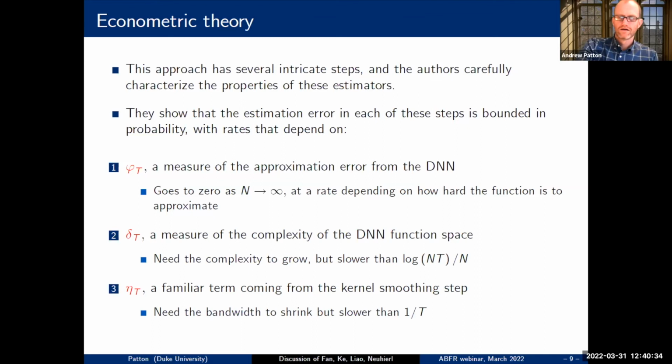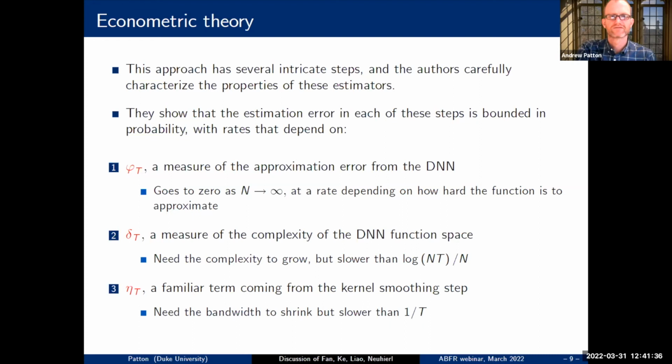In addition to the algorithm, it's a very rich econometric method. In addition to just how to do it, the authors show why it works, and in particular, what's the rate of errors that are accumulated. There are three types of errors. One relates to the approximation error from the deep neural net, and that goes to zero as the cross-sectional sample size diverges, and it's essentially a measure of how hard the hardest part of the conditional mean function is to estimate. Delta is a measure of how complex the neural net is, and like non-parametric methods, usually you need the method to get sufficiently complex that it can match any function, but not too fast, otherwise you're going to have an accumulation of error. So it needs to grow, but slower than log NT over N. And then eta T is a familiar kernel smoothing step. This is a function of the bandwidth, which needs to shrink, standard sort of local stuff, but not too fast. So this was very impressive, to have the combination of the method and the theory to justify the method.